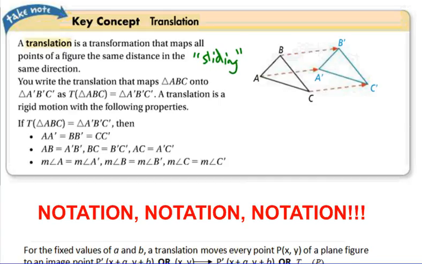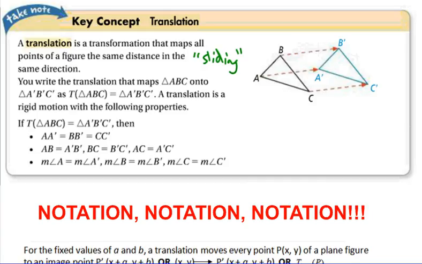You write the translation image of triangle ABC onto triangle A prime, B prime, C prime. We just talked about those. Here's one way to write it: translation capital T, in parentheses, triangle ABC, and then it would equal triangle A prime, B prime, C prime.